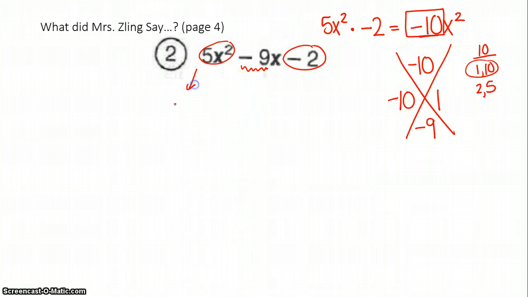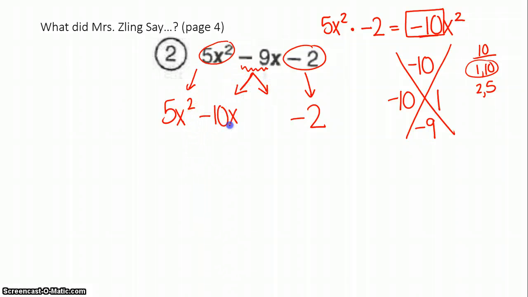So again, 5x squared stays the same. Negative 2 stays the same. But then what happens is this middle term, negative 9x, we're going to split it into negative 10x and positive 1x, just like we got those numbers from our cross. So we want to double check here at this point, negative 10x plus 1x does equal negative 9x, so we haven't changed the value of the problem.